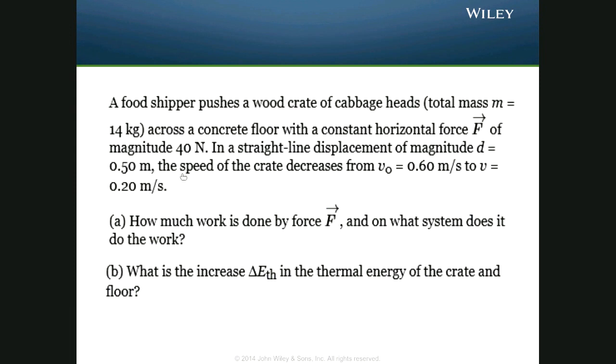The speed of the crate decreases from v naught equals 0.6 meters per second to v equals 20 meters per second. So we're going to want to work out how much work is done by the force F, and on what system it does the work. And then we want to know what is the increase in thermal energy of the crate and floor.